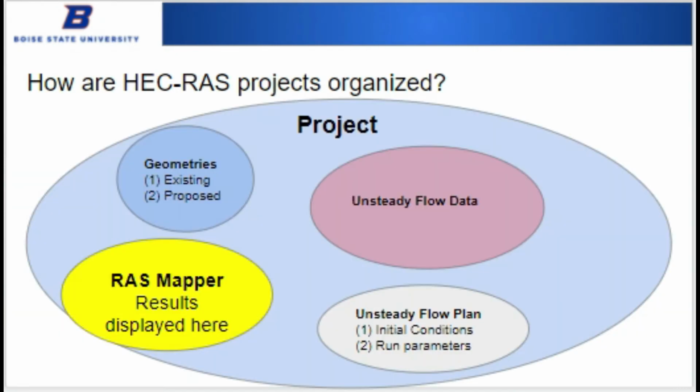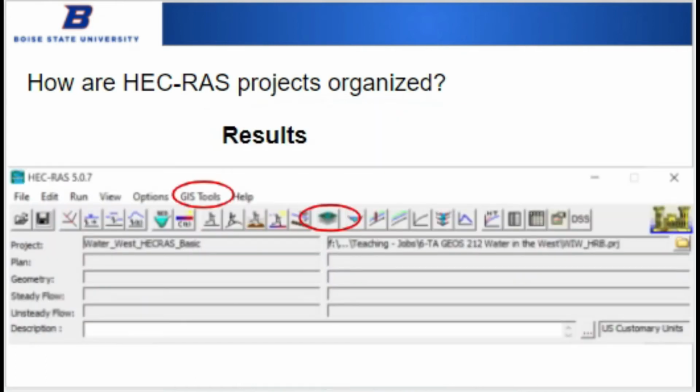And lastly, we'll want to visualize our results. So then here in yellow, we can go back to RAS Mapper, and it's quite interactive. It's based on the Esri projects like ArcMap or ArcGIS or QGIS. And so then we can use that to visualize our data either over our topography or over Google Earth imagery or maps. And this is where our results will be, back into the GIS tools or the RAS Mapper button.